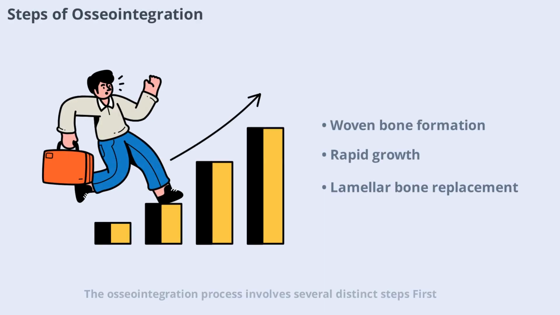The osseointegration process involves several distinct steps. First, woven bone is formed in the gap between the implant and the bone. This bone grows rapidly, up to 100 micrometers per day in all directions, with random orientation of collagen fibrils and high cellularity.